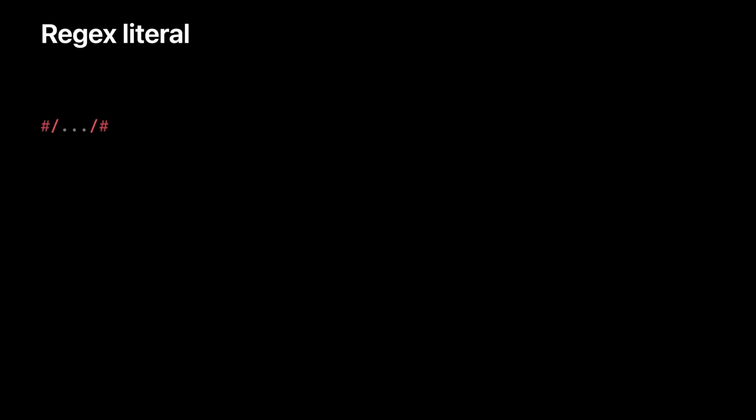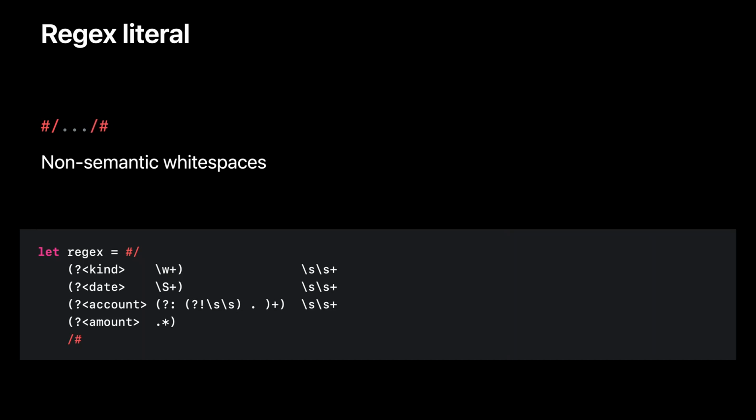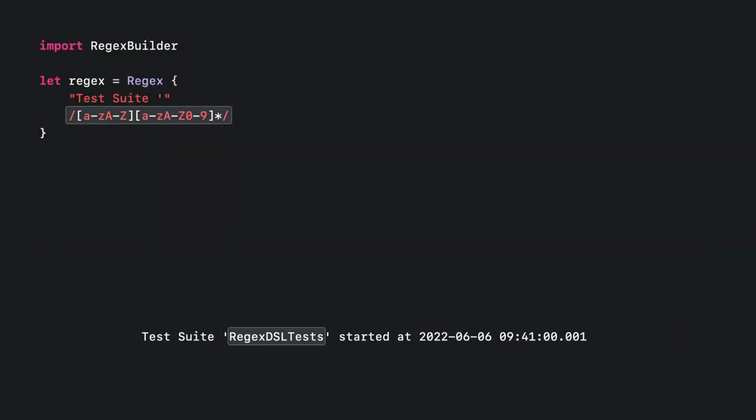Besides standard regex literals, Swift also supports extended regex literals, starting with # and ending with /#. The extended literal allows non-semantic whitespaces. In this mode, you can split your patterns into multiple lines. With a regex literal embedded in my Regex Builder, it's clean and yet familiar.